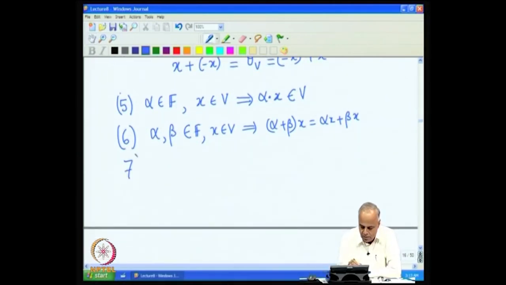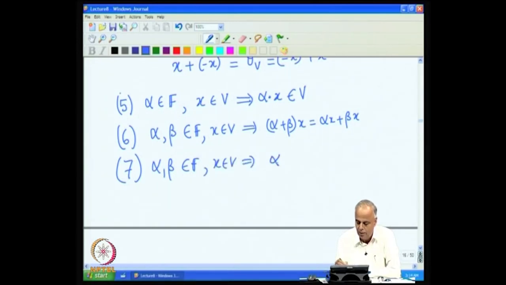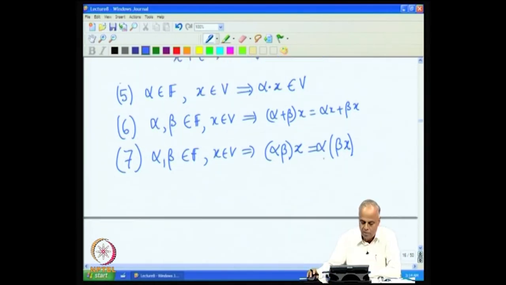Next, similarly, if alpha, beta in F and x is in V, then alpha is an F element, beta is an F element, and the product of two F elements is an F element. So, that can be combined with a V element. The result must be a V element. What is that? First, combine the F element beta with the V element x. The result is again a V element that can be combined with the F element alpha. That is alpha of beta x.